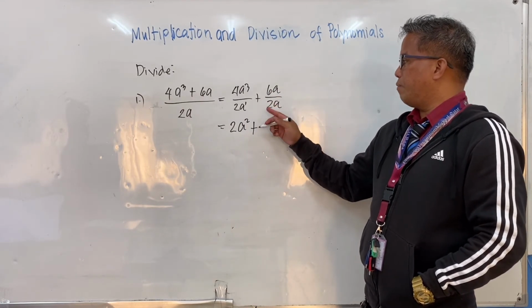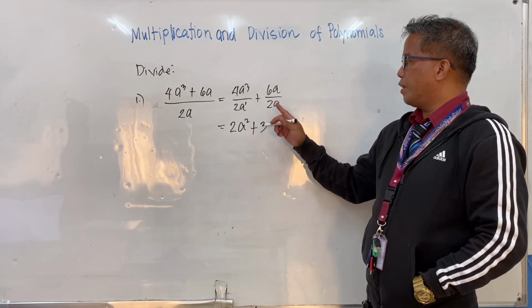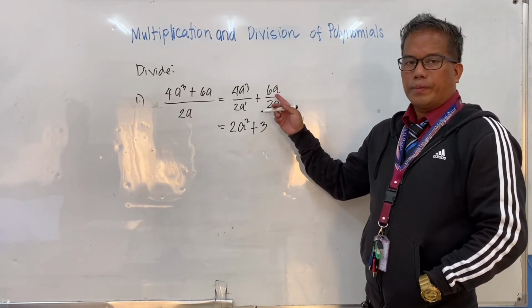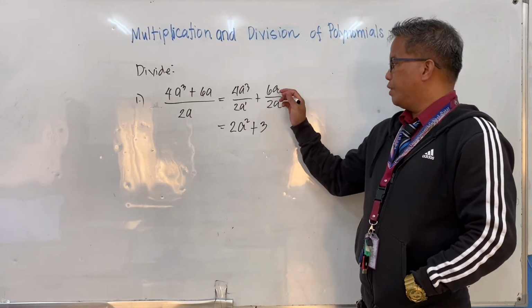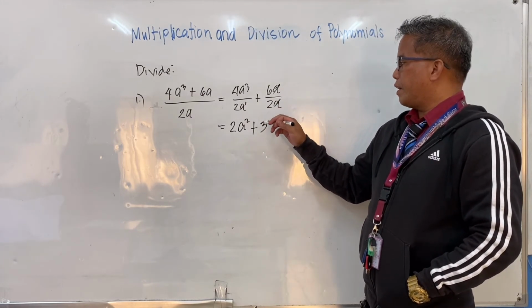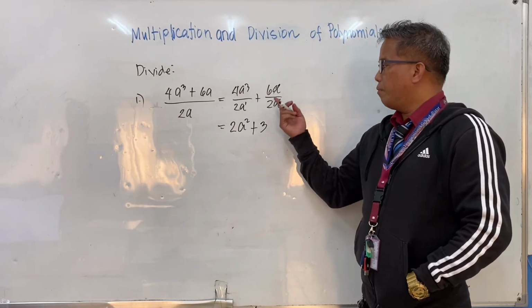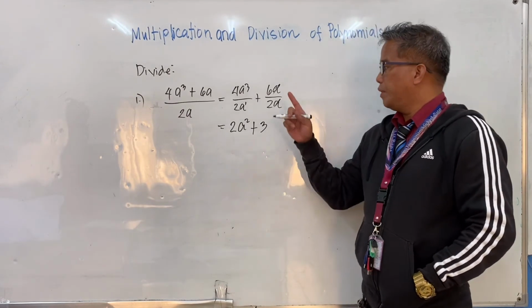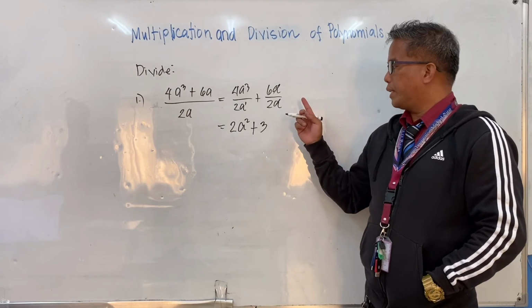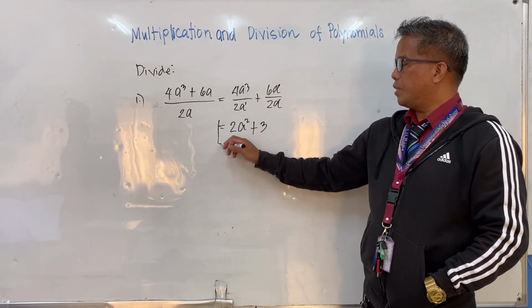Plus 6 divided by 2, the answer is 3. Then a divided by a, simply cancel it, so it will become 1. So the answer is equals to 3. Because once you cancel, a divided by a equals 1. 1 times 3 equals 3. So this is now the answer.